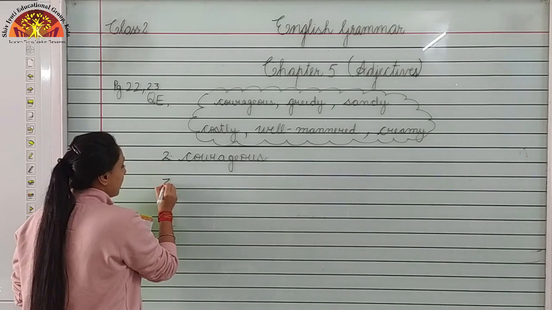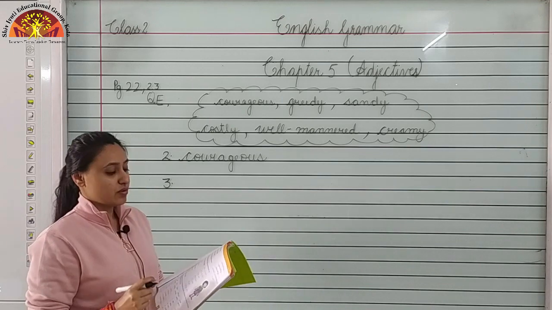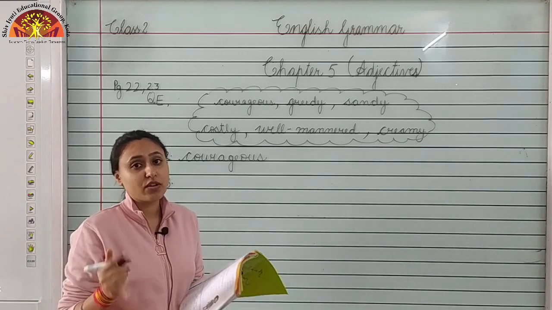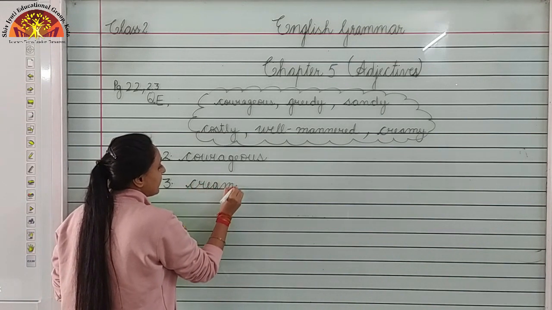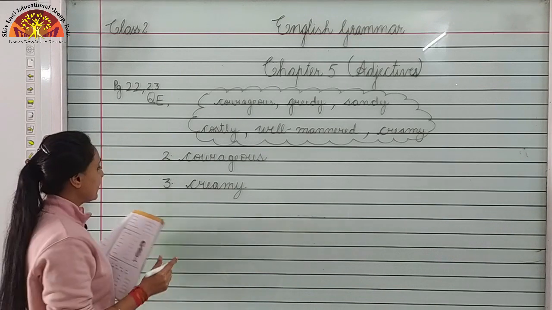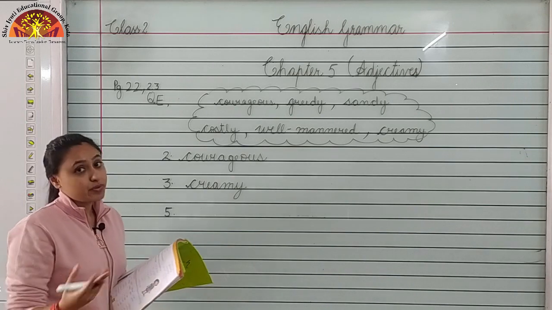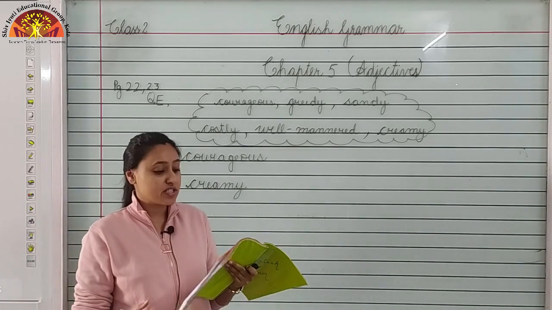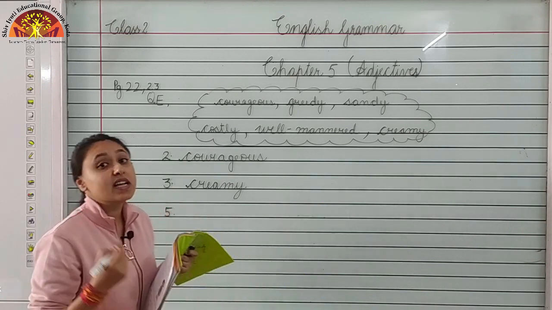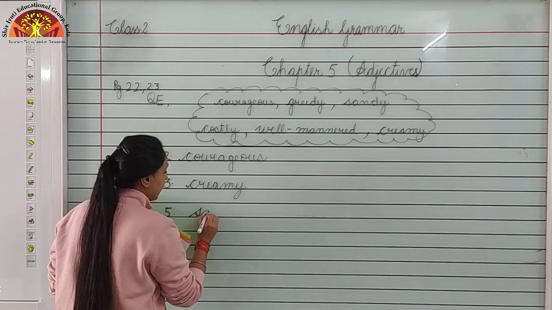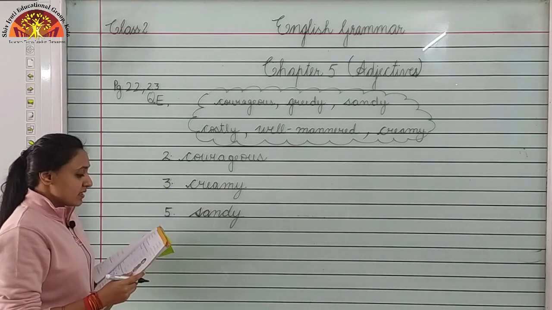This is number 2. Now number 3. Number 3 is a cake full of cream. So a cake which is full of cream, we call it as creamy. Okay. C-R-E-A-M-Y, creamy. Now look at number 5. A beach full of sand. So you have been to beach, you have seen beach. So a beach which is full of sand, we call it as sandy. Okay. S-A-N-D-Y, sandy.